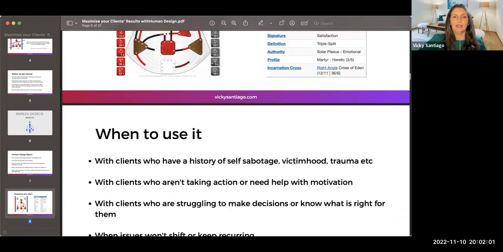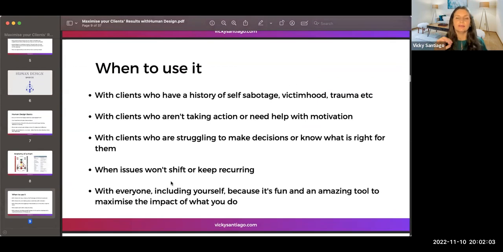Alrighty. So when do we use Human Design? Working in the client clinic setting, I found it really helpful to work with clients who've got a history of self-sabotage, of victimhood, of trauma. My own story was having a very controlling mum who liked to use shame as her weapon and had very clear ideas of what one should believe and think and how one should act. And so for me, I had a lot of conditioning on me, a lot of things that were actually my mum's opinions, and I hadn't realized that they weren't mine.